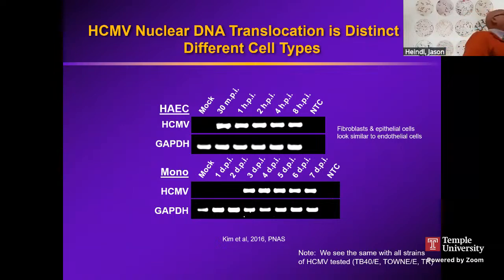at each of the time points, we isolated nuclei and looked for the presence of our genome. You can see 30 minutes, 1 hour, obviously there. All the cell types look like that. It means it gets in, and that's been known. This was the oddity, and it actually put us on a path, and we were very fortunate to get some funding on this.